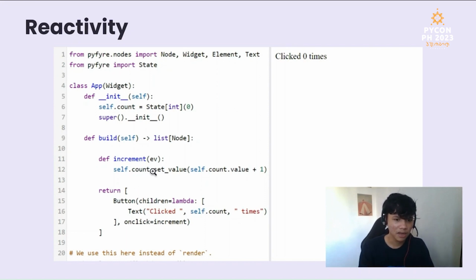As you can see here, we have self.count, self.value, and we increment the current value of self.count plus one. And the build method only runs once, so it doesn't have to initiate the increment method again. That might cause memory leaks.